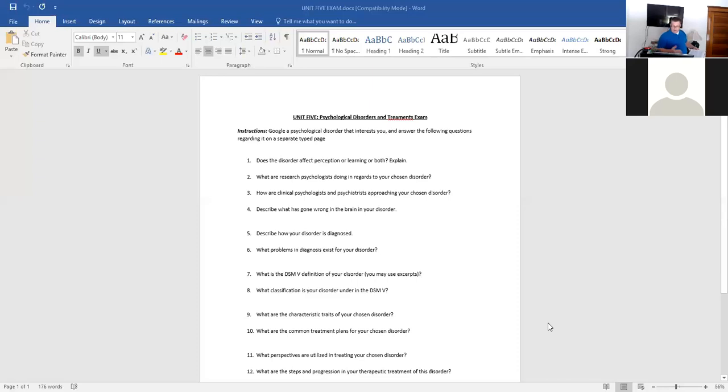And so in this case, does the disorder affect perception or learning? I think we'd be safe to say perception. Explain: well, I would just explain what they had stated in the diagnostic criteria there.